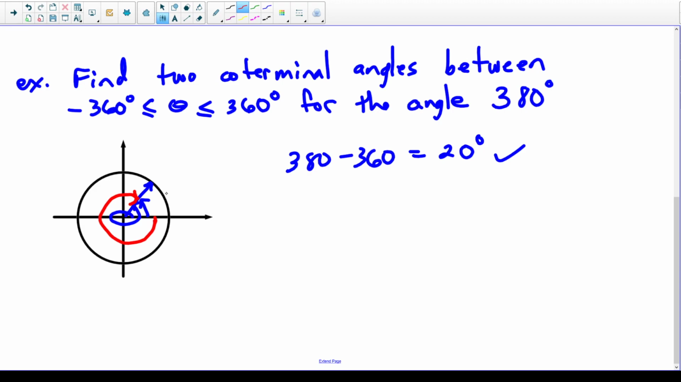So it's interesting, the math actually follows the directions of the circles. Negative 360 plus 20 would give me negative 340. And that is my other coterminal angle that's between those two domain limits. Okay?